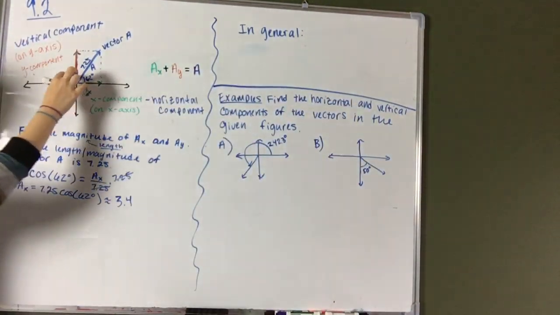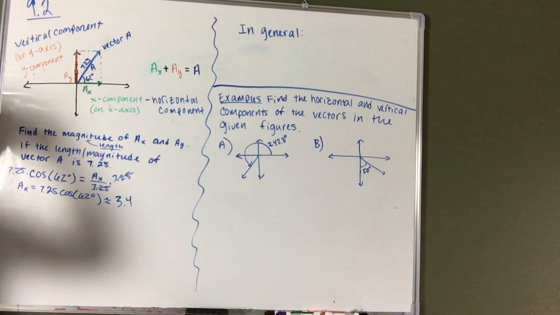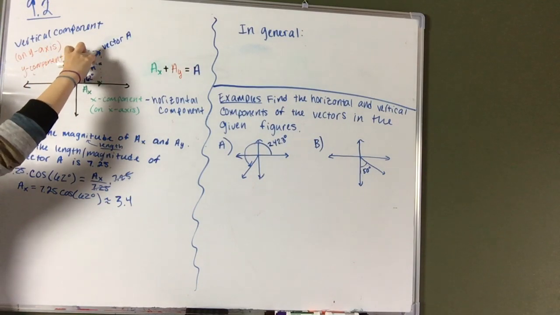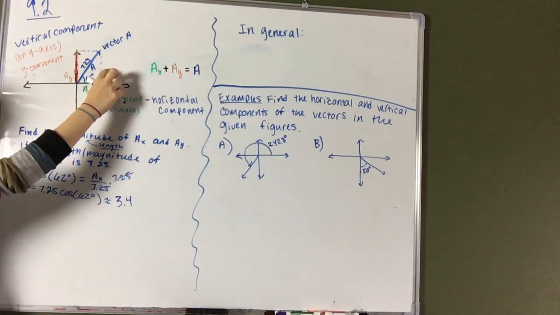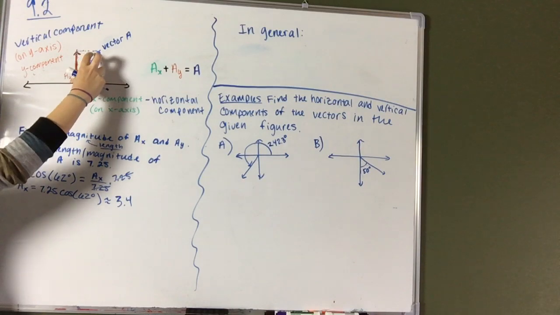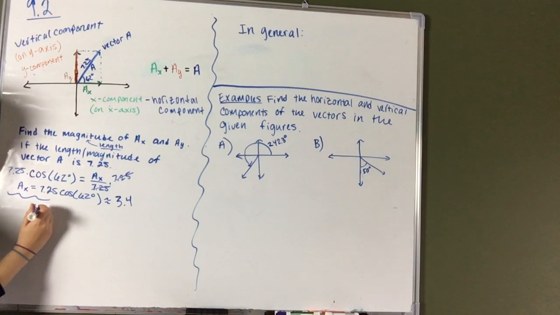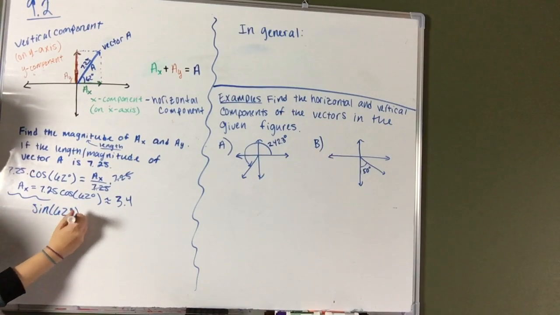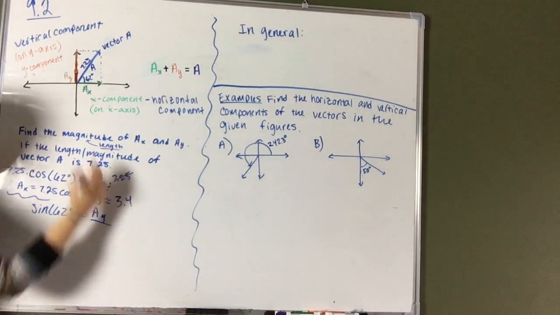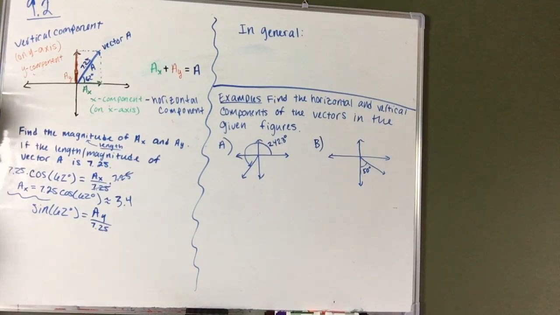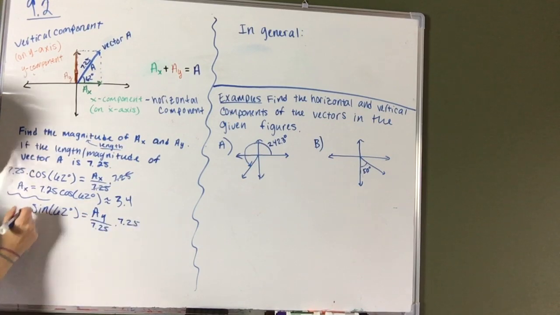Now how could we find the length of the y component? Well, this length is the same as this length, right? So we're kind of looking for this side here, which is opposite of our 62 degree angle, and we have the hypotenuse. So we would use sine. So it would have to be the case that sine of 62 degrees would have to equal the length of the y component, because that's opposite, divided by hypotenuse, which is 7.25. Alrighty, now we're going to multiply both sides by 7.25 and solve it just like we did the last problem.